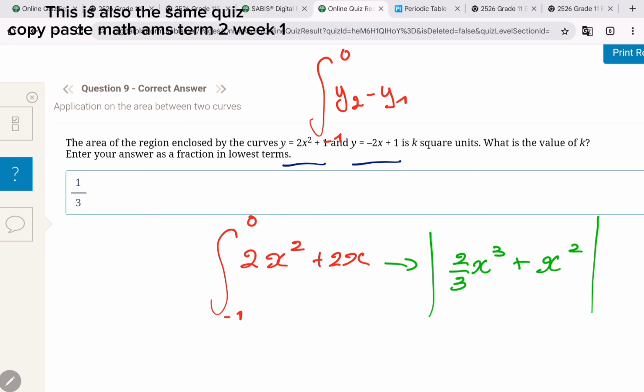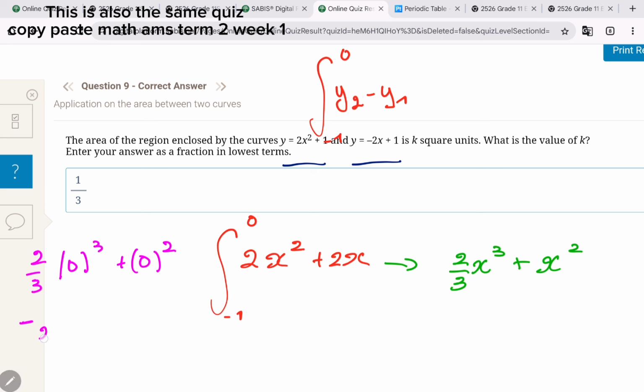So, 2 over 3, 0 cubed, plus 0 squared. We subtract from it what? We subtract from it minus 1. So, 2 over 3, minus 1 cubed, plus minus 1 squared, okay? Now, whatever answer I get, I'm going to put it in absolute value. So, it's going to be 0 minus 2 over 3 times minus 1 cubed plus minus 1 squared.